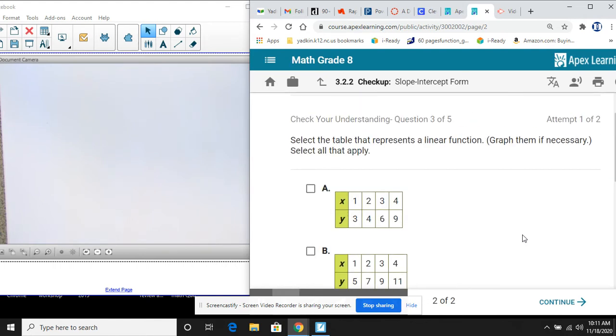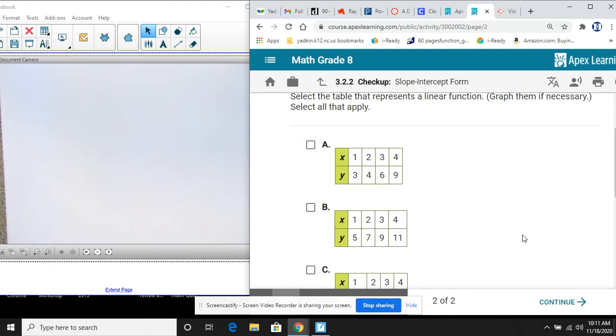Select the table that represents a linear function, graph them if necessary. So with this, what you want to do is look to see if there's a constant change in the x's and a constant change in the y's. If there is, then it is linear.